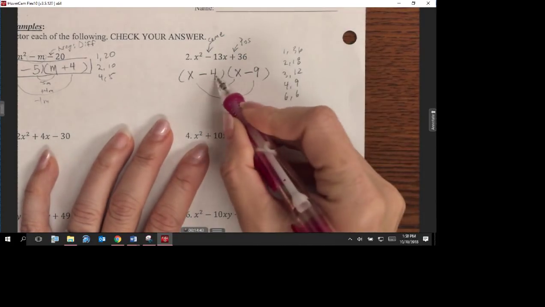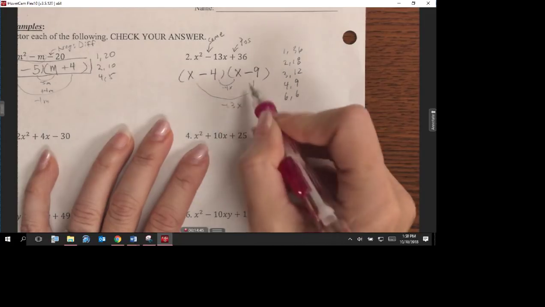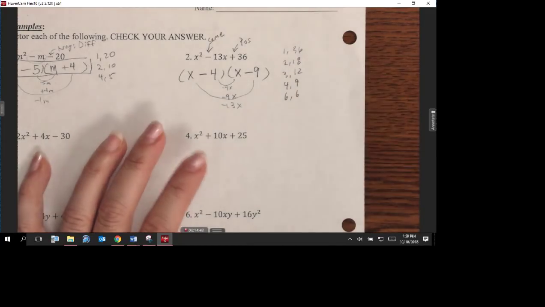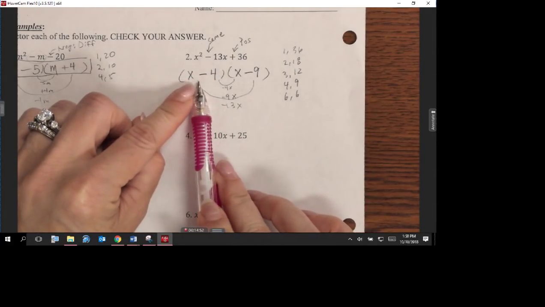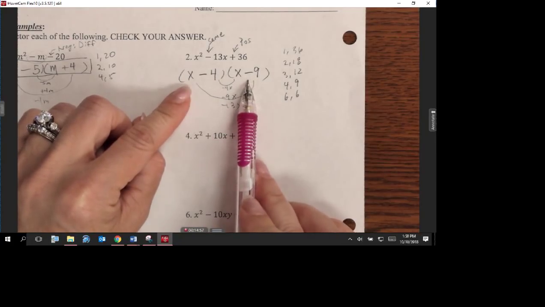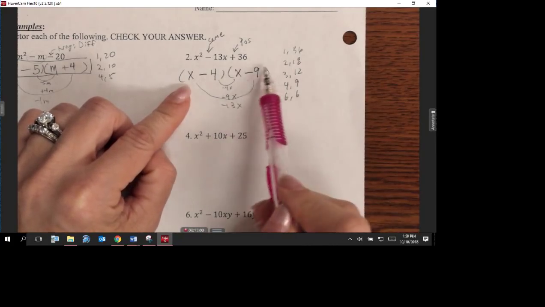When we check it, this is going to be minus 4x. That will be minus 9x, and that does work. Is this a difference of squares? Why not? Not squared. Difference of squares? Yeah.